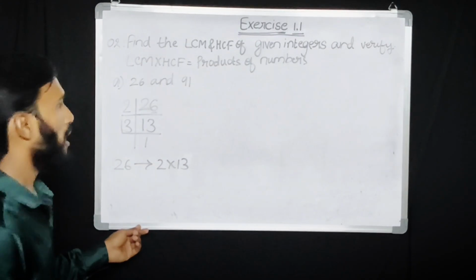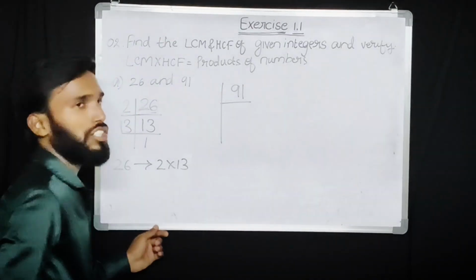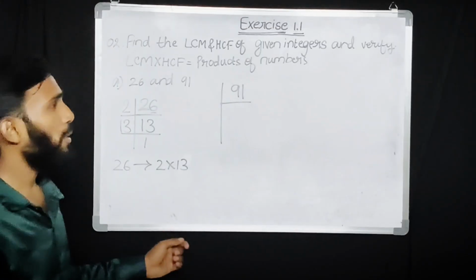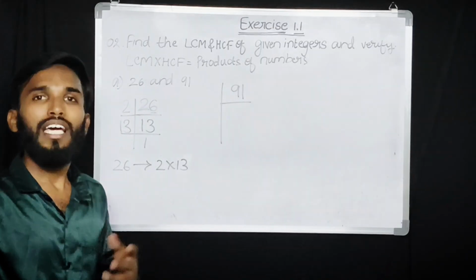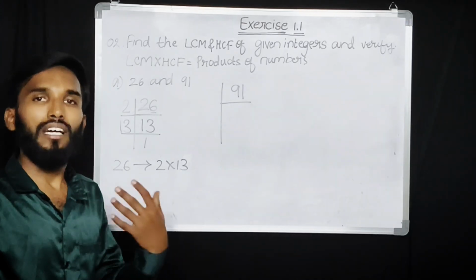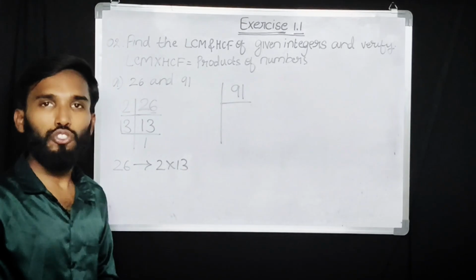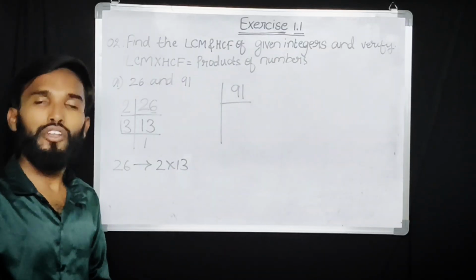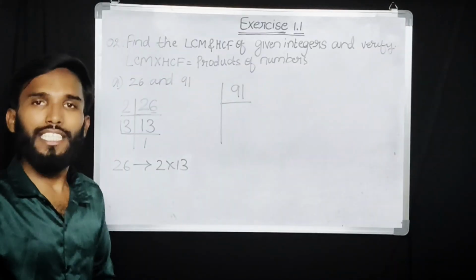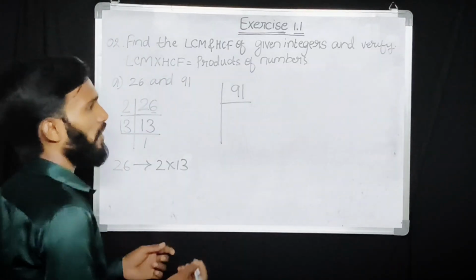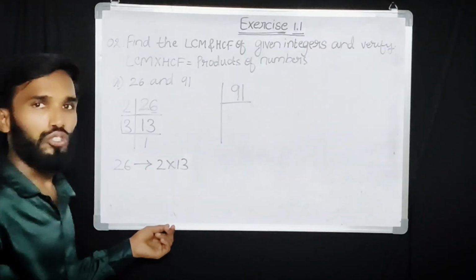These are the factors. Now come to 91. If you observe, 91 is divisible by 7 only. Why? Because the last digit is not even, so it is not divisible by 2. The sum of the digits is not divisible by 3, and the last 2 digits are not divisible by 4. Next, 5: the last digit should be 5 or 0, that is also not possible. Next, 6: the number should be divisible by both 2 and 3, that is also not possible. Now come to 7: double the last digit. What is the last digit? 1. 1 plus 1, 2.